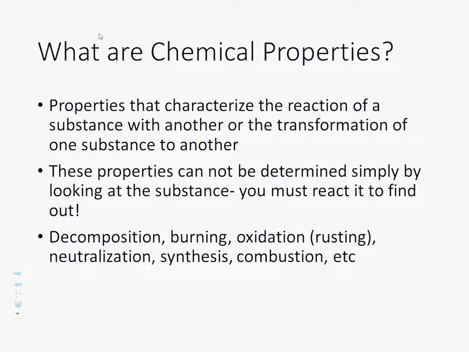Oxidation. Okay, that's what happens when something rusts. So you leave a piece of metal out in the rain, it's going to rust. Neutralization. That's what happens when, say, you have an acid mixing with a base. That old volcano science experiment that you made as a kid. Basically, you're mixing baking soda and vinegar together, and you're neutralizing it. And you're also producing some byproducts.